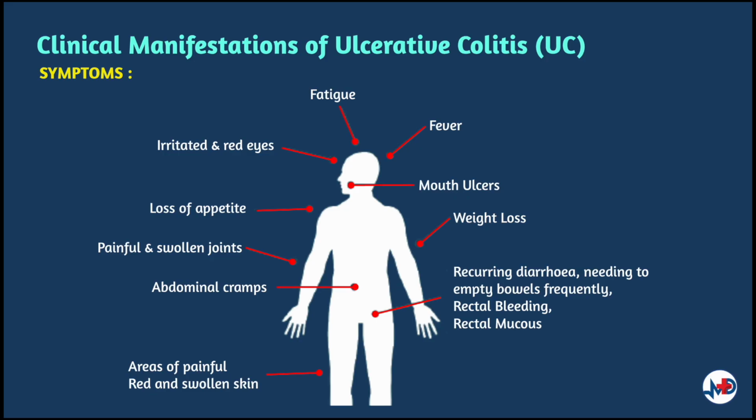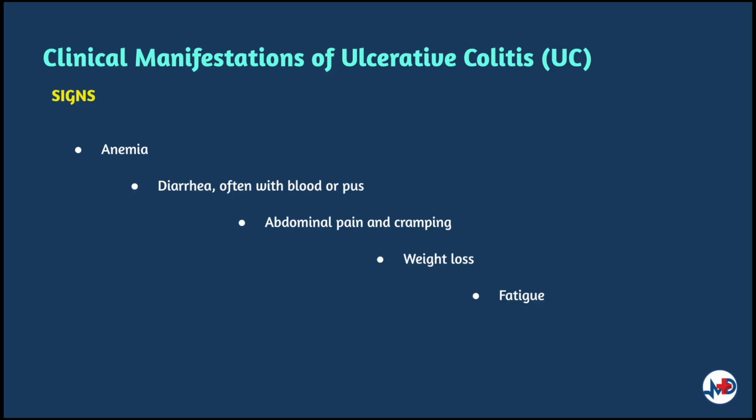The primary symptoms of active disease are abdominal pain and diarrhea mixed with blood. Weight loss, fever, and anemia may also occur. Often, symptoms come on slowly and can range from mild to severe. As for the signs, try not to miss out anemia, diarrhea often with blood or pus, abdominal tenderness, weight loss, and fatigue.